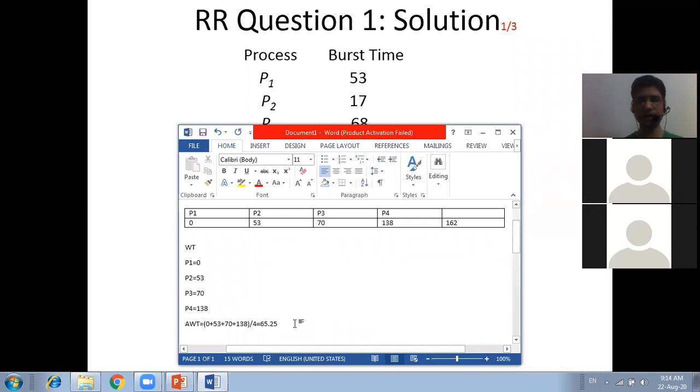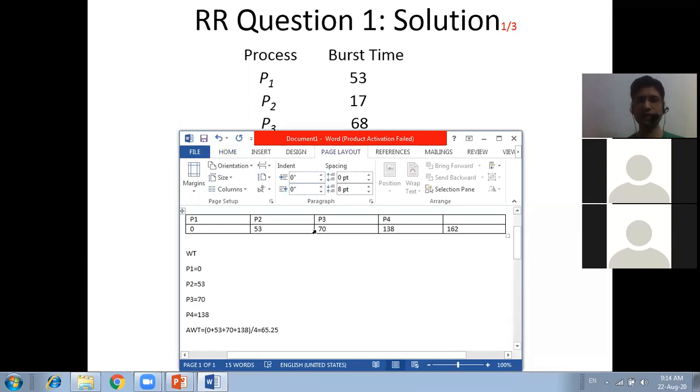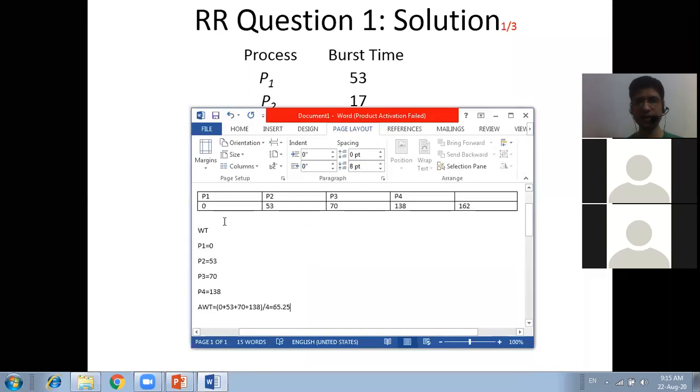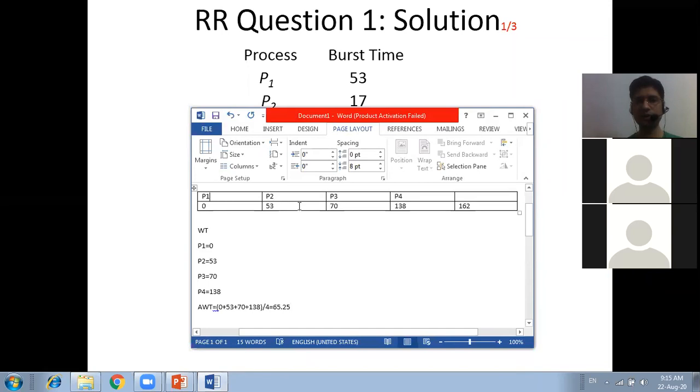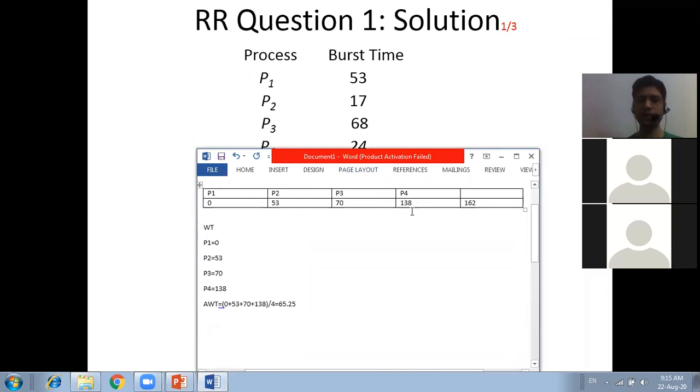So this is how we are done with the FCFS, right? 0 to 53 time slot will be given for P1, then 17 time slot given to P2. 53 plus 17 is what? 70. And then we are having 68 for P3. Add the 68 time to 70, then we are having 138, and then at 24 we are having 162. So now in this case you are seeing that P1 is given whole time slot of 53 unit time, and P2 is given whole time slot of 17, and P3 70, and in case of P4 we are having 138.